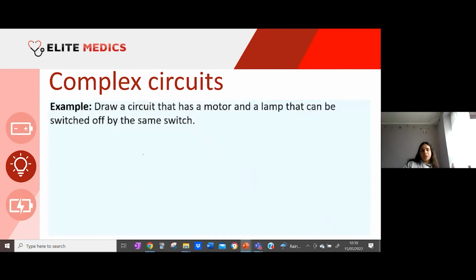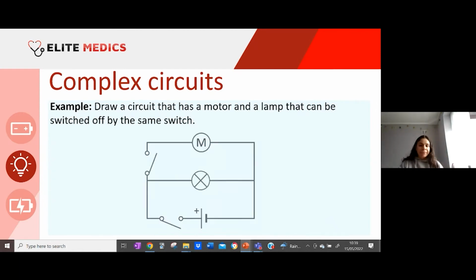Draw a circuit that has a motor and a lamp and can be switched off by the same switch. So we'll do the first one together, I think, and then each other question, I'll give you guys a chance to complete it first. So how I would approach this question: draw a circuit that has a motor and a lamp that can be switched off by the same switch.